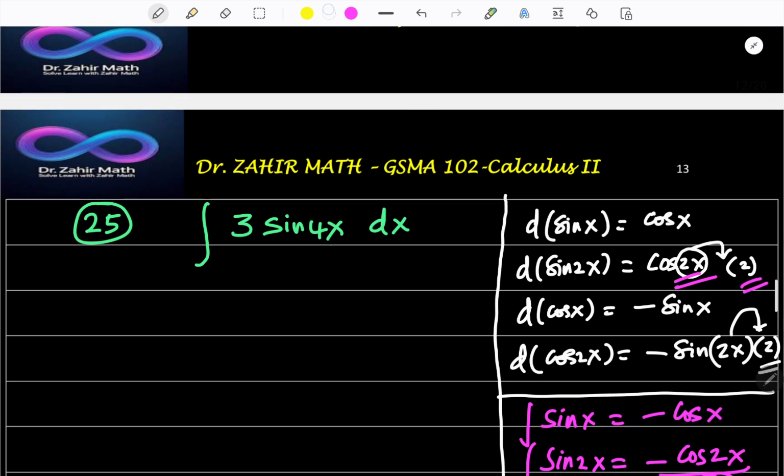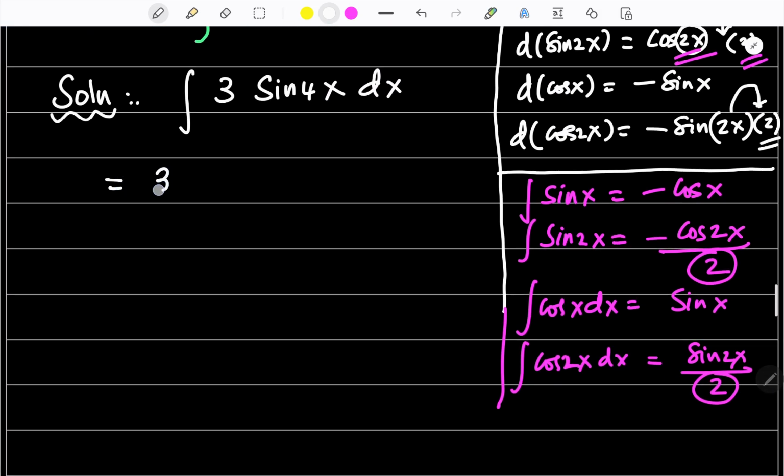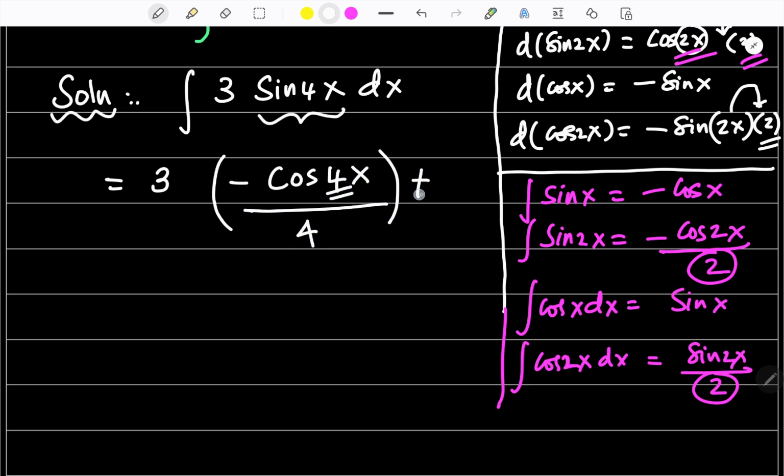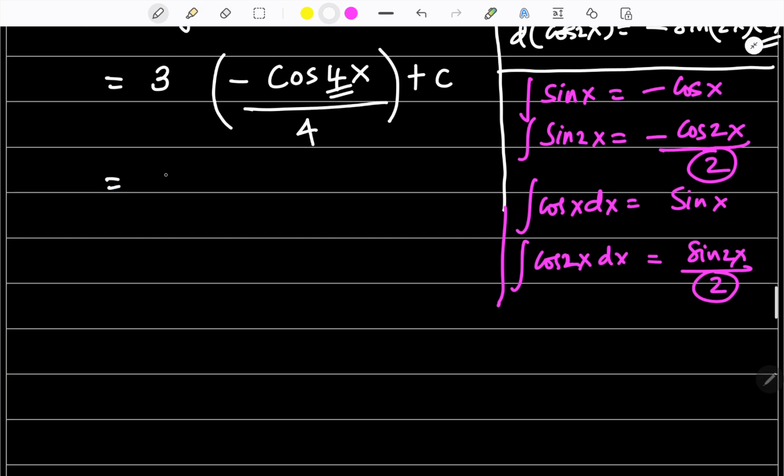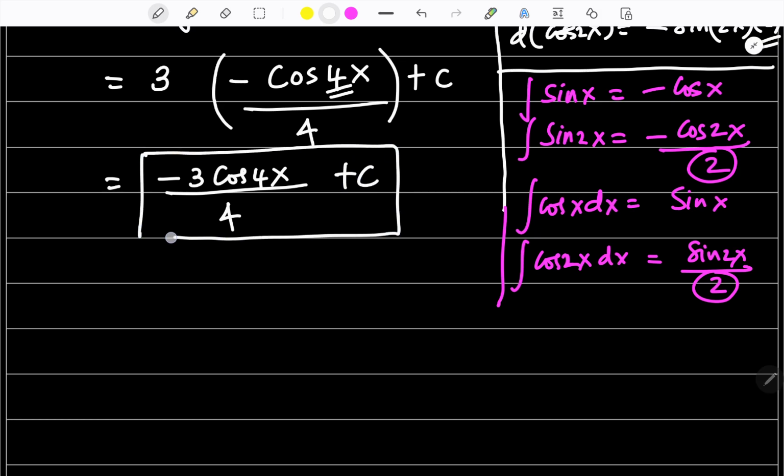Okay, right. Let's go to this question. Let's go to the solution. Integral of 3 sine 4x dx. So this equals, 3 is a constant. What is the integral of sine 4x? Which is negative cosine 4x. I told you, you have to divide by 4 plus integrating constant c. Okay, right. So this equals minus 3 times cosine 4x divided by 4 plus integrating constant c. Okay, teacher, again you're not using the formula. Yes, sometimes we are not able to use the formula.